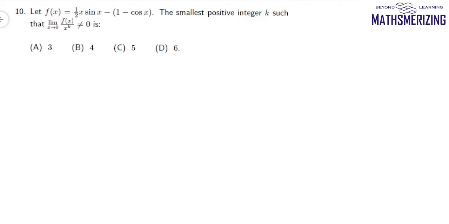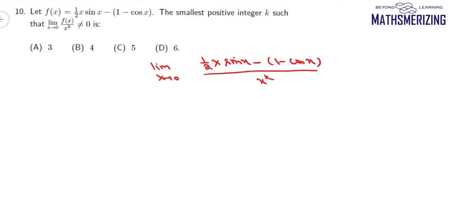Now question number 10, it's a limits question. It says the smallest positive integer k such that this limit is unequal to 0. So we are given this limit: limit x tends to 0, and f(x) here is (1/2)x sin x minus (1 minus cos x) upon x to the power k. So we know that this is 0 upon 0 form. Now the best way to solve this question is using expansion formulas, so I'll use expansion formulas.